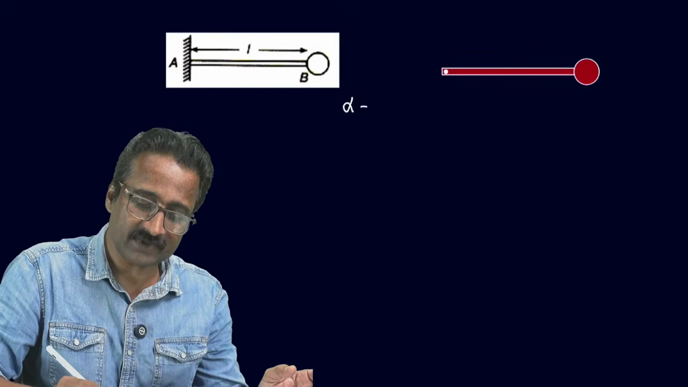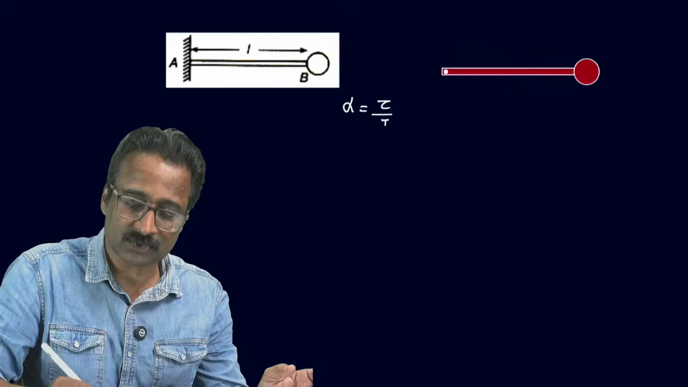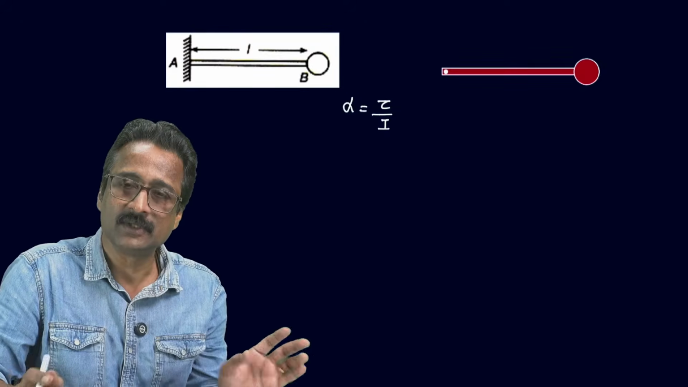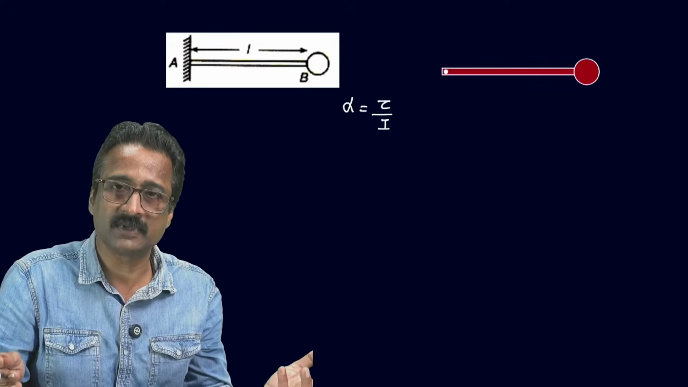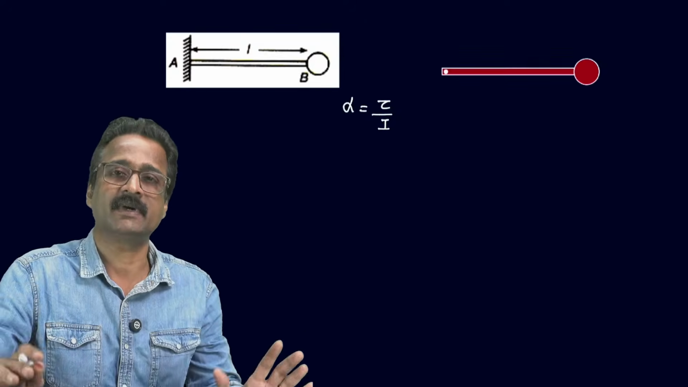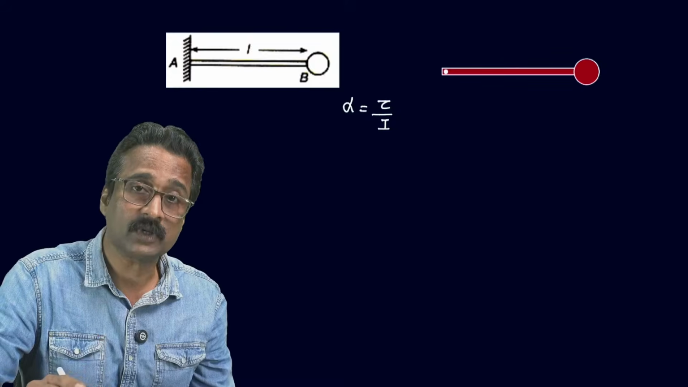Now it is about angular acceleration. So I remind you again that tau equals I alpha. Therefore, alpha will be equal to tau by I. Simple as this. You find the torque about the pivot, you find the I of the system about the pivot, and just divide it. Alpha is tau by I. Now let us see what tau is.